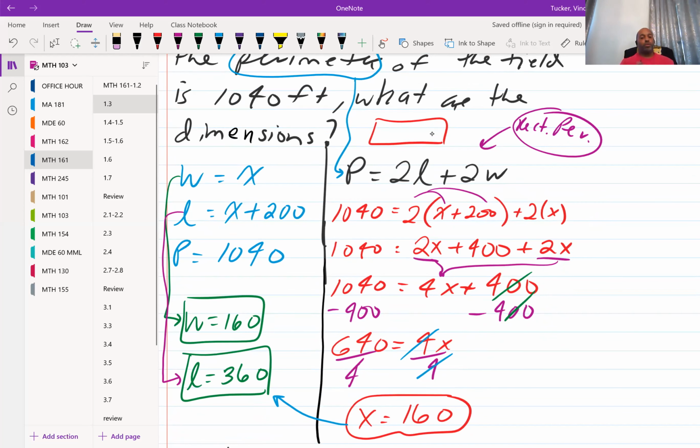And then once again, once we get our value, our X, we do have to make sure we actually answer the question. So we go back, we recognize that they want us to give the dimensions. So we need the width and the length. So X represents our width, that's 160. And then 160 plus 200 will give us our length, which is 360.